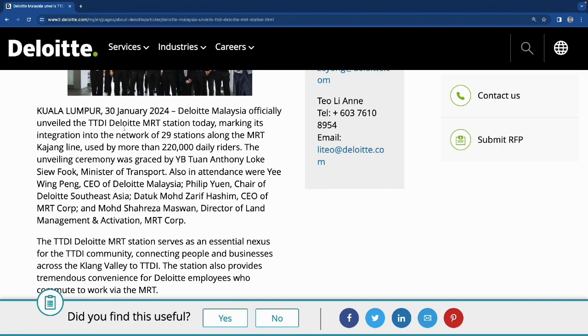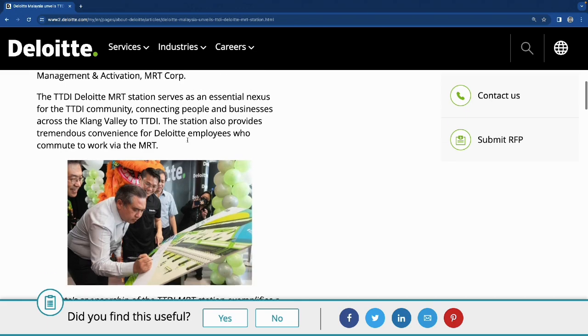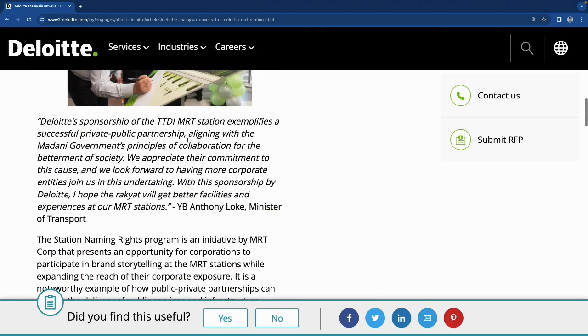There, TTDI Deloitte MRT station, its integration to 29 stations, which is already working for 220,000 days. So this is an example of naming rights. Now, this could have been sold. Remember this? Deloitte sponsorship exemplifies successful private-public partnership. This is what I wanted you to be aware of.